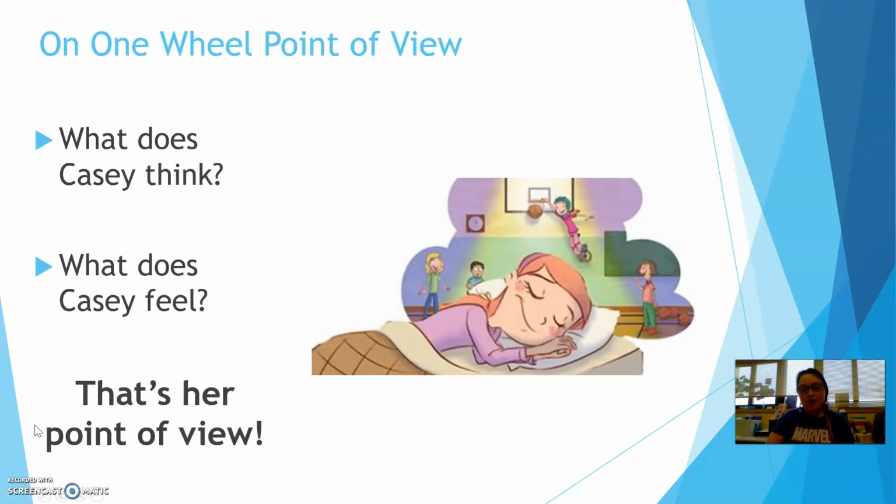So now that we know point of view a little bit better, we're going to think about the story One Wheel. In One Wheel, we have two important characters. We have Casey and we have Martha. Okay, so I want you to think back to the story. What is it that Casey thinks? What is it that Casey feels? And remember, Casey is the character that at the beginning of the story is not very good at dodgeball, but we find out that she has a very good talent, right? So what is it that she thinks and what is it that she feels? That's your first question.